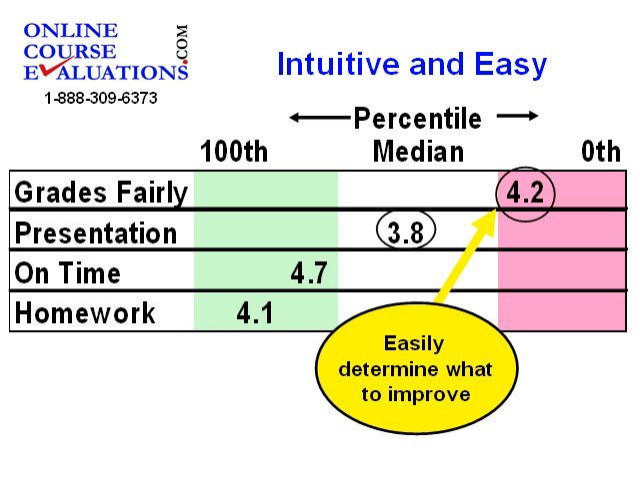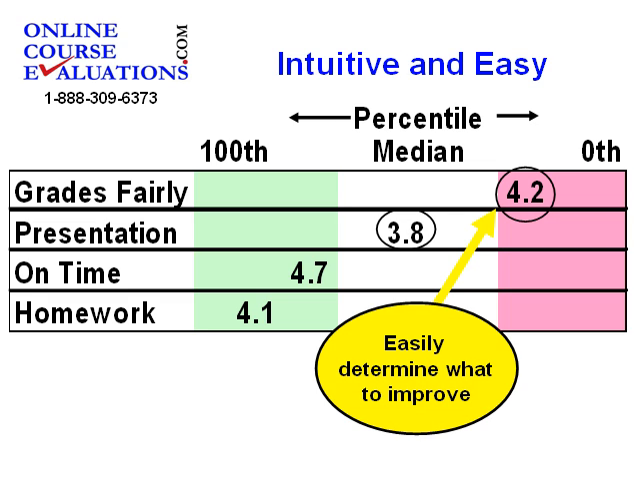Here's an example class evaluation. On question 1, grades fairly, you'll notice that the instructor got a 4.2, which seems like a really good score. But it's in the red area, meaning that compared to the other classes at your school, students do not feel that they were graded as fairly.